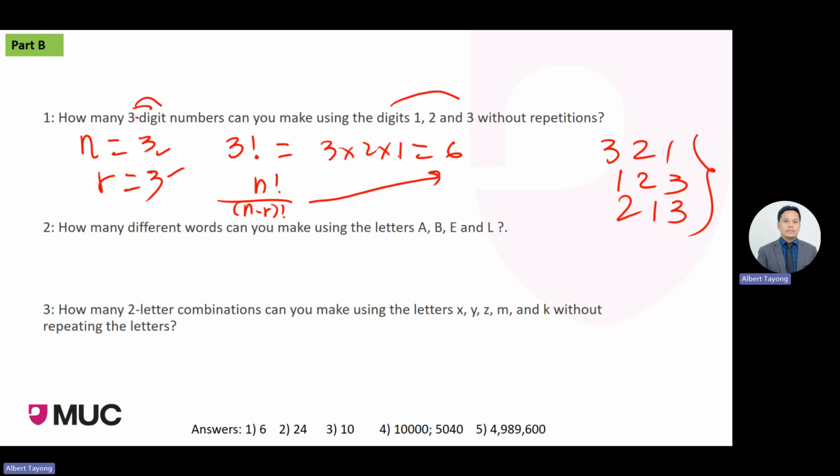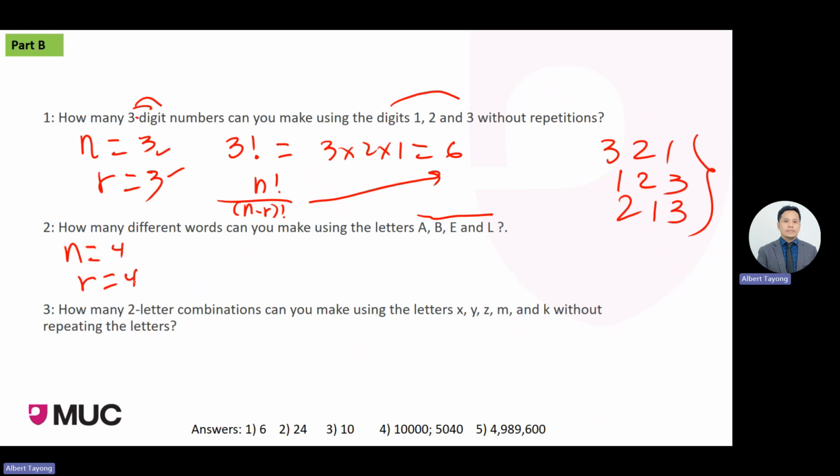Here, how many different words can you make using the letters A, B, E, L? As you can see, there are no letters repeated, no identical letters. Every letter is unique, A, B, E, and L. So how are we going to solve this? Yeah, of course, our N is 4.